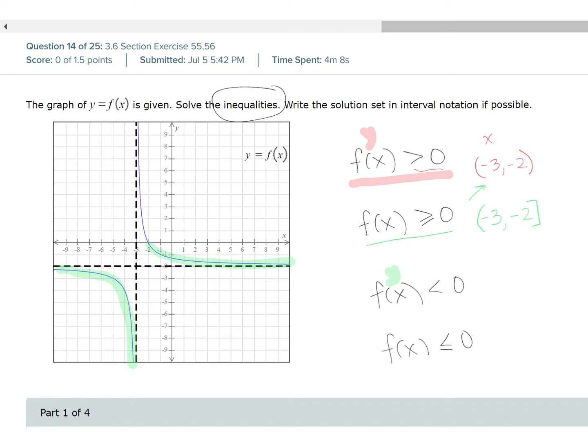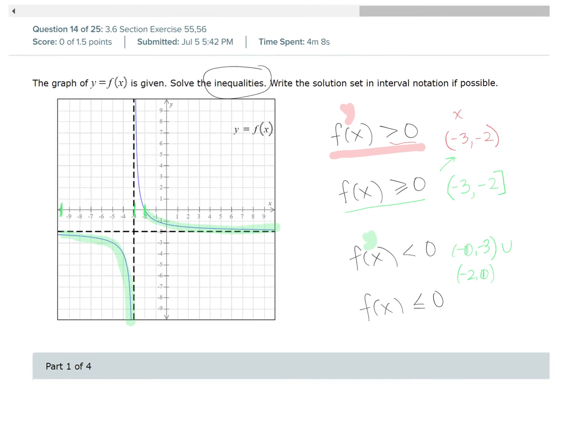And so for our interval, again, we're looking at it from left to right. So we're going everything from -infinity all the way up to -3, but we don't include that -3 because that's an asymptote. And then it starts again at that -2 to infinity. Again, I don't want to include any endpoints here because I'm strictly less than 0.